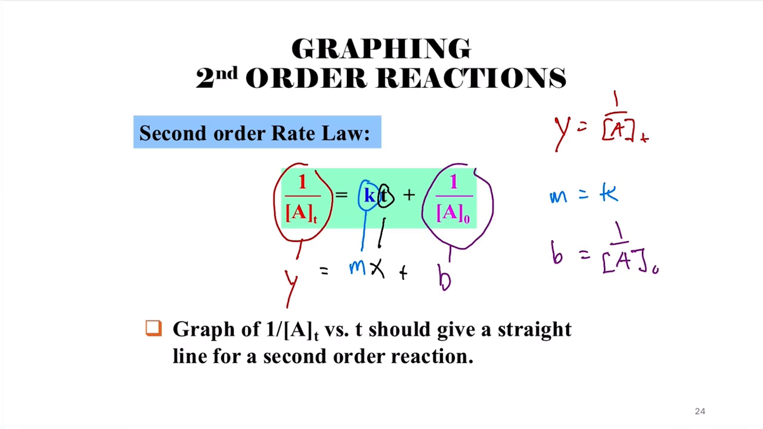And so if we plot it this way, meaning we have specific concentration values, and instead of just plotting the concentration at time t, we plot 1 over that value versus the time. If we get a straight line, that means that we have a second order reaction.